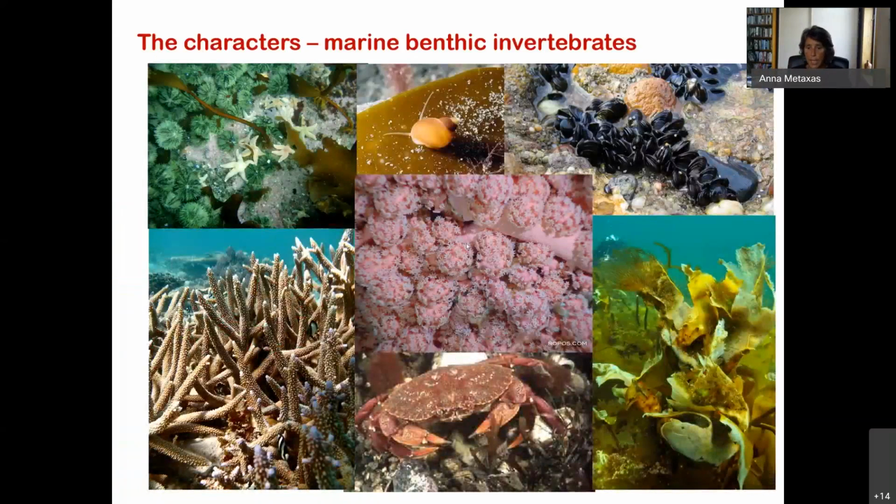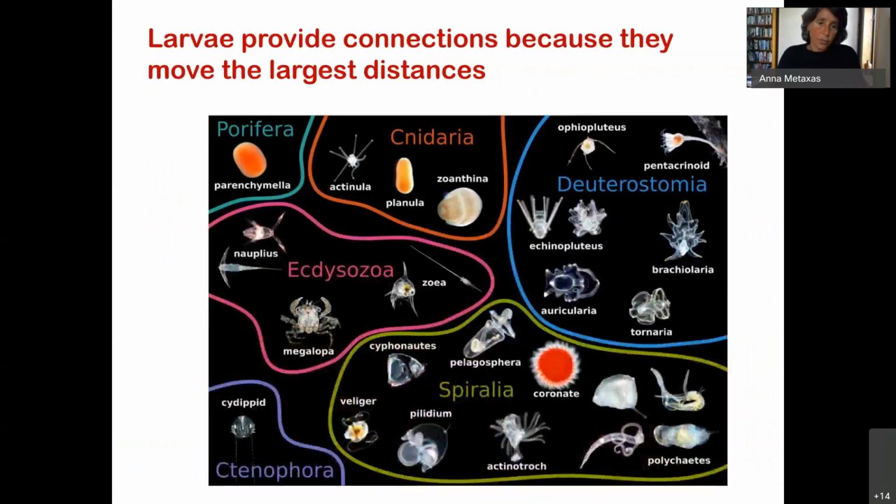And so you see a whole bunch of examples there: deep water corals, sea urchins, mussels, and kelp, which is a plant but falls within the same category of organisms whose adults are attached or move very little. The way these animals form connections is through their larval stage. So this is the larvae of the animals you just saw.